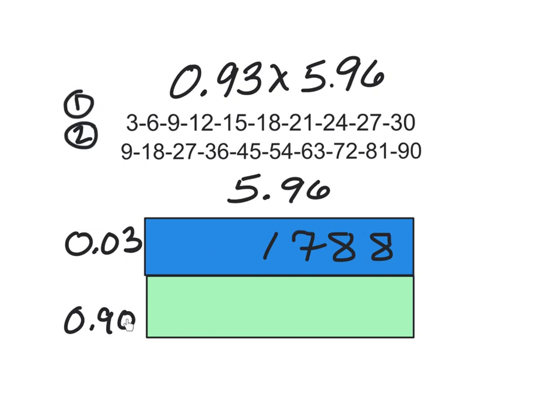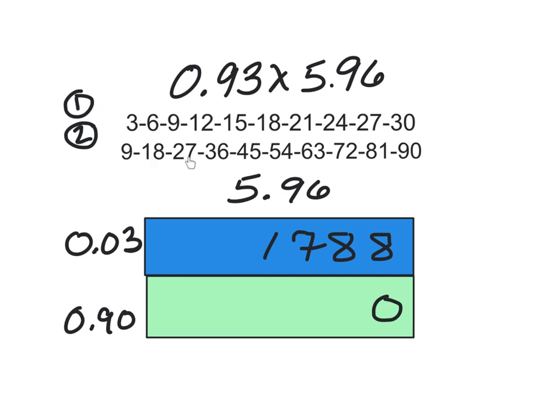I'm going to multiply by 0. 0 times any number, in this case 5.96, is going to give me 0 down here. And it's really just a place value holder for the hundredths column, because that's where the 3 had already taken care of that. Now I'm moving to the tenths column. And here we go. 9 times 6.